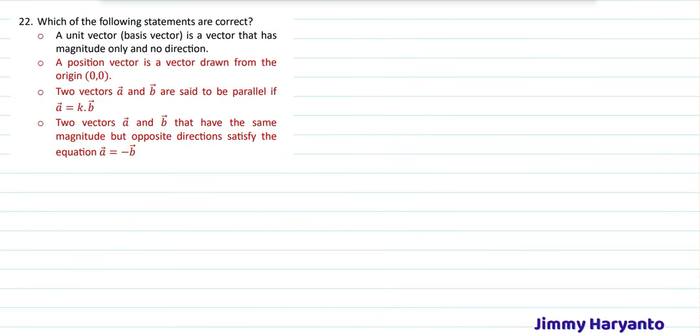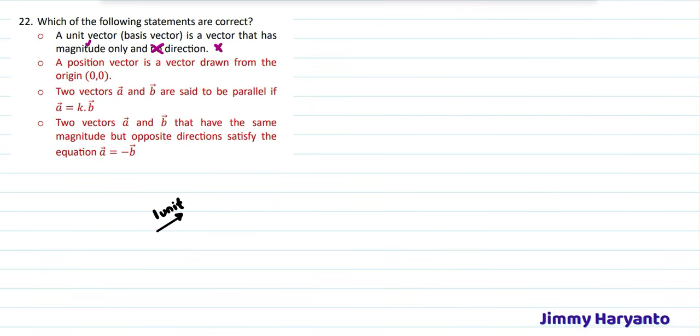Next is 22. Unit vector. Unit vector is a vector whose magnitude is 1 unit. Yeah, so the length is 1 unit, but the vector itself has a direction. Yeah, so it says a vector that has magnitude, yes, 1 unit, but no direction, it's wrong. Yeah, so this first one is wrong.